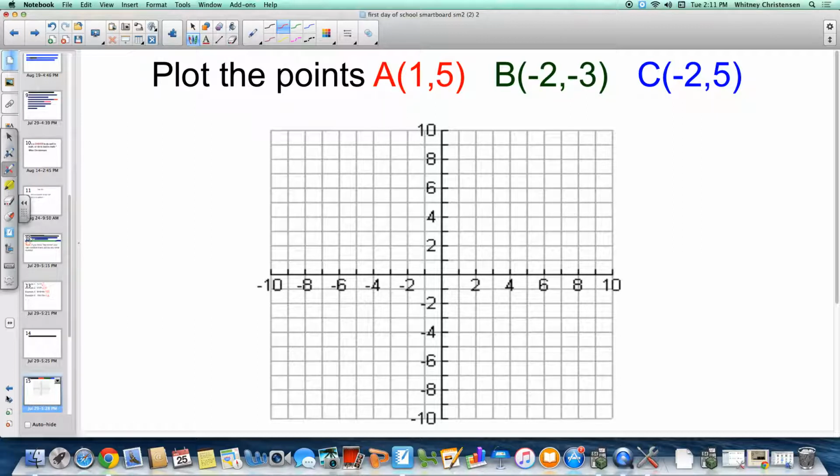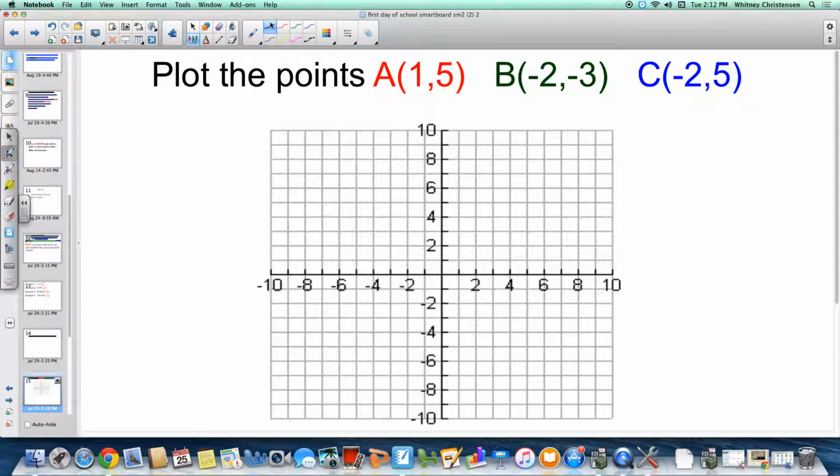We have 3 different points, first of all. The red point, the green point, and the blue point. So our red point is point A. We have point A, 1, 5. We have point B, -2, -3. And we have point C, -2, 5. You definitely should know how to plot points by now. We're going to go through it really slow to make sure we're good to go, though.